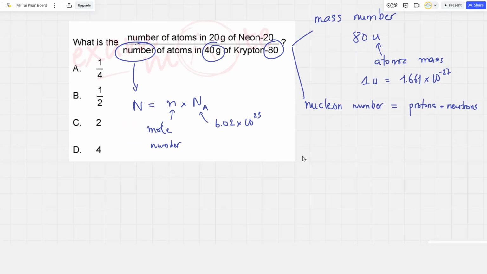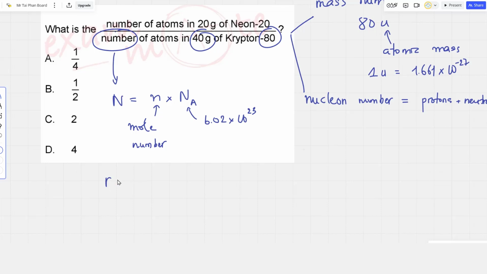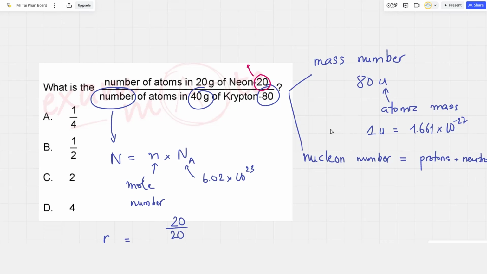Okay, so this ratio that we need to find is 20 gram divided by the mass number. The mass number, like 80 here, 20 here, is also the molar mass. Molar mass means the mass of 1 mole. The mass of 1 mole is 20 gram for neon.